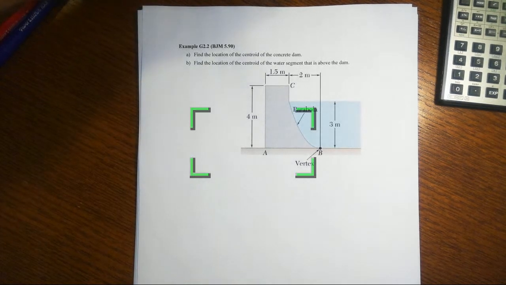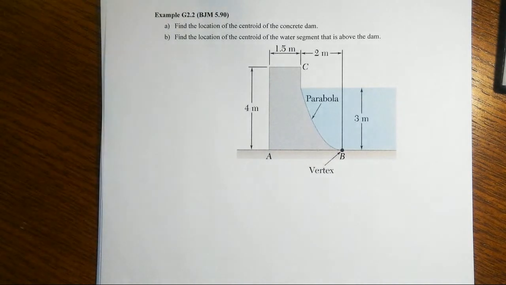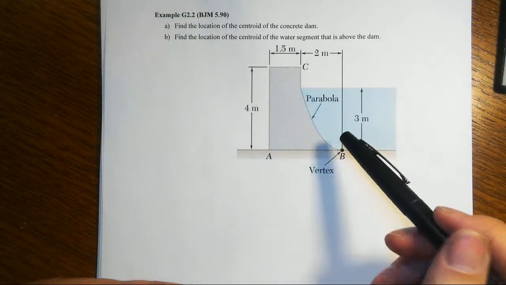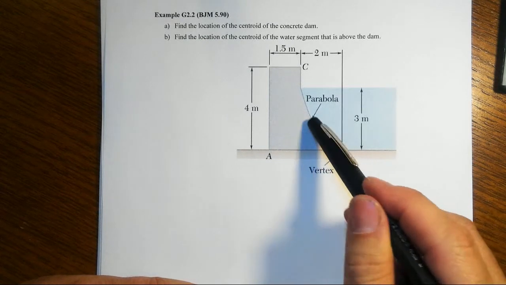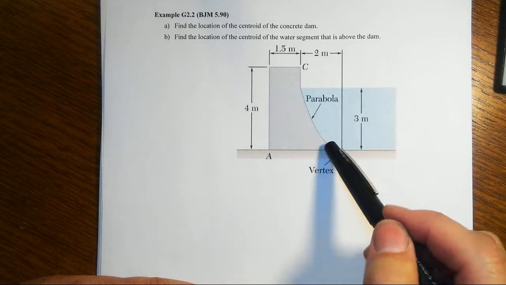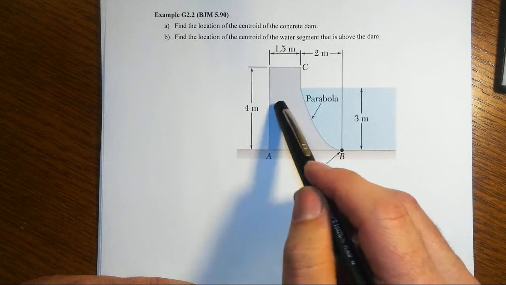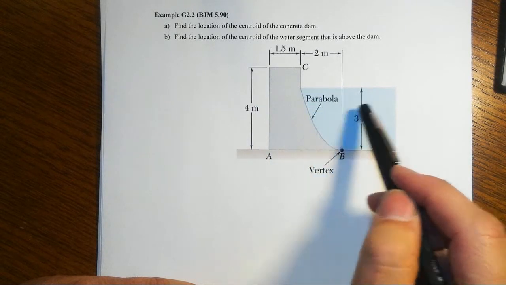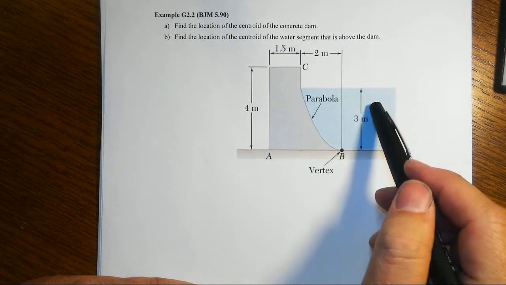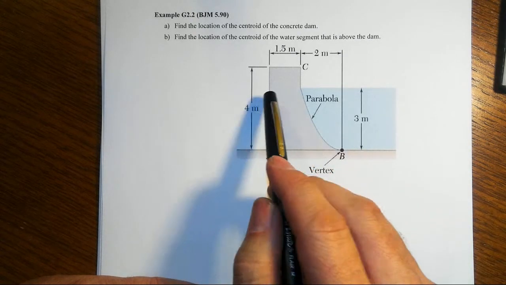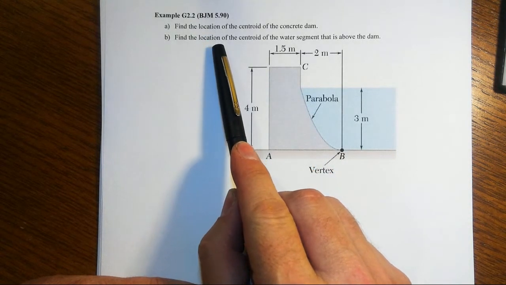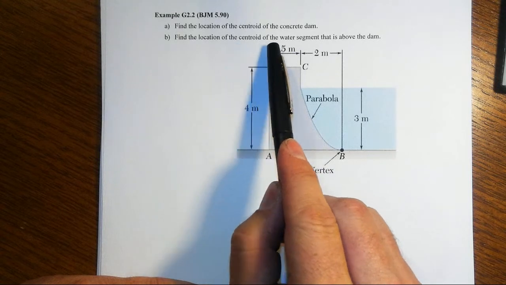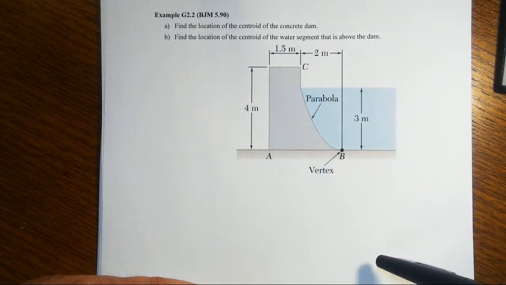Alright, we've got another example here where the object of interest is made up of something that could be easily explained by a nice function. We've got a little parabola-like thing going on here. We've got a rectangular portion of the dam, and then we've got water sitting behind this dam up to a height of 3 meters. We want to find two different things: the location of the centroid of the concrete dam and the location of the centroid of the water segment that is above the dam.